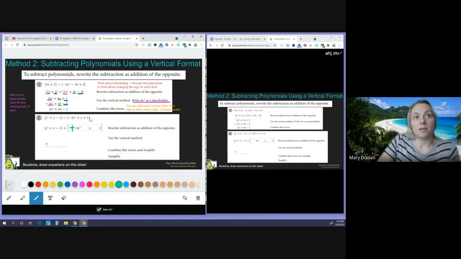+2y squared. We had +y here, so this changes to -y, minus y. And then we had a +1 here, so this changes to -1. All right, so you have to rewrite each term with the opposite sign, and you have to change it from subtraction to addition. Don't forget to do that as well. All right, and now we're going to line these up.